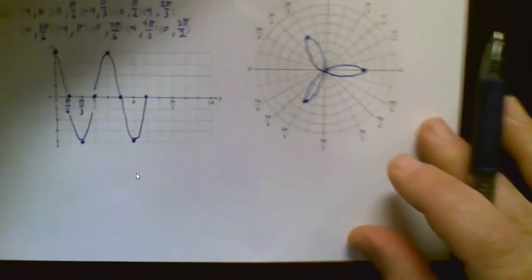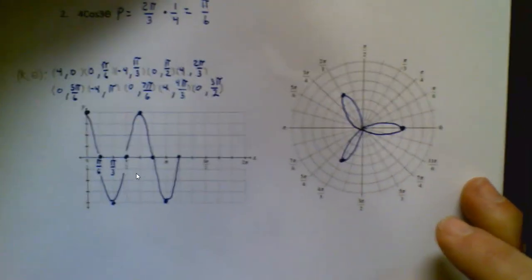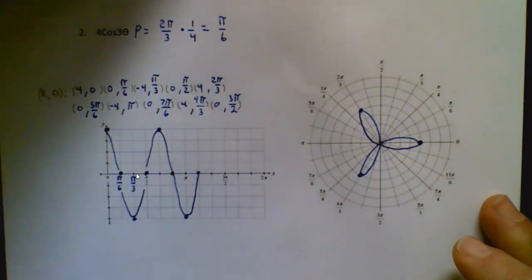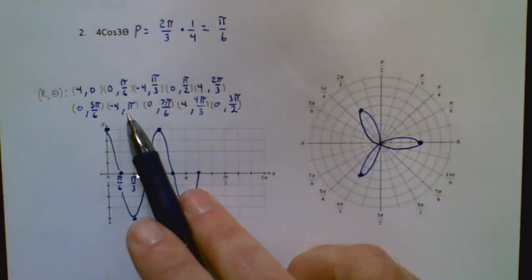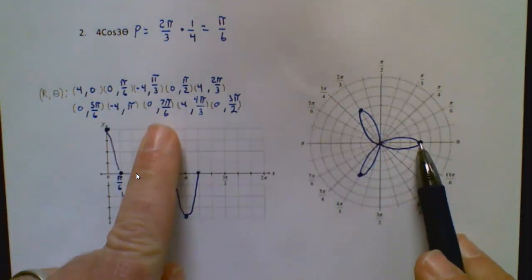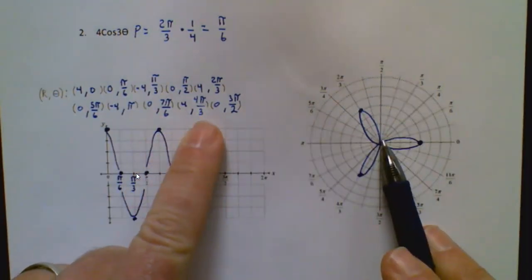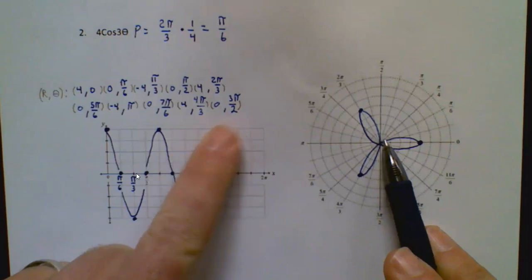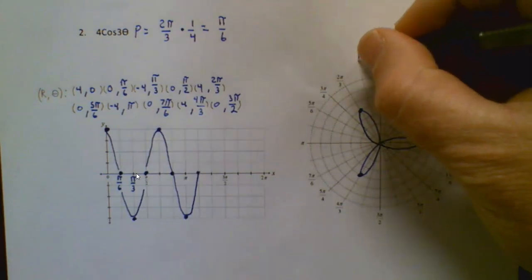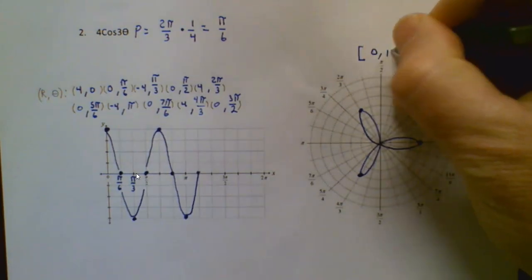However, if there's an odd number of petals, so this one only had 3 petals to it, I only had to go to here. If I keep going, I'm just retracing my steps. Right? I would be back to 0, then I go to my max, and then 0. You're just tracing back over your same steps. So if there's an odd number of petals, you only have to go from 0 to pi.